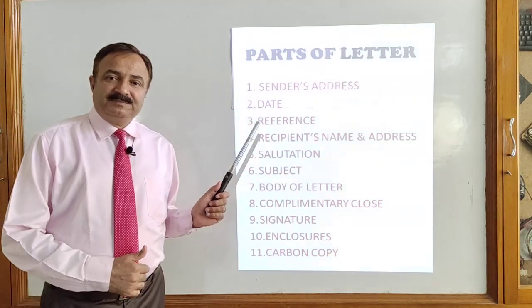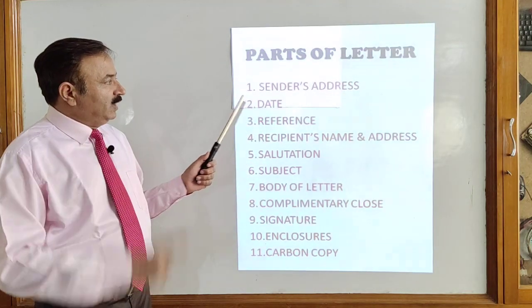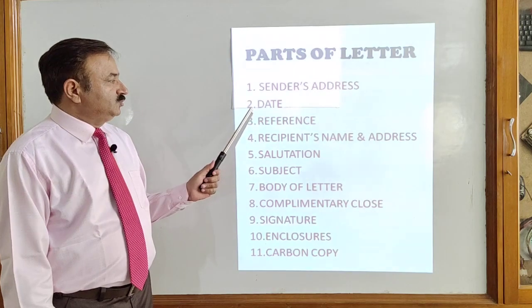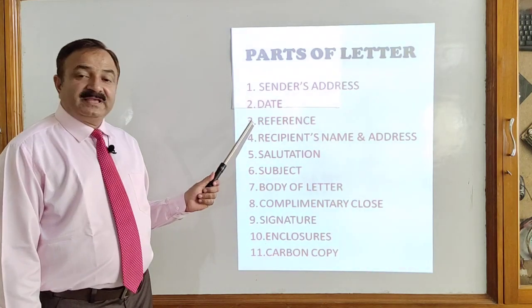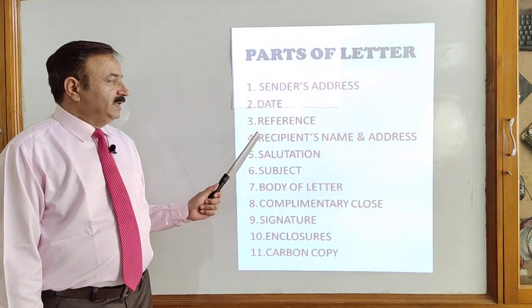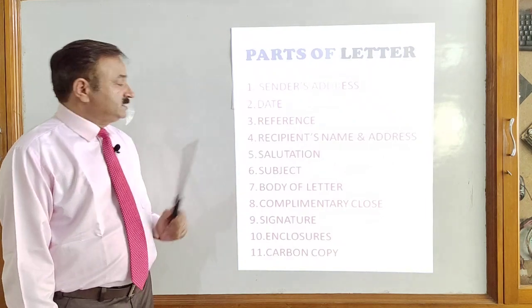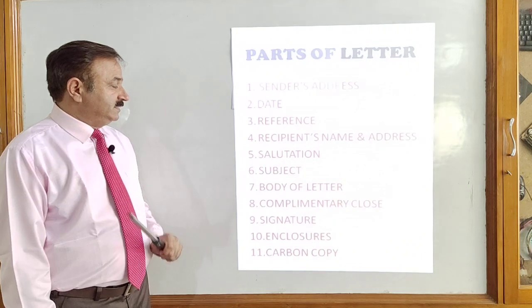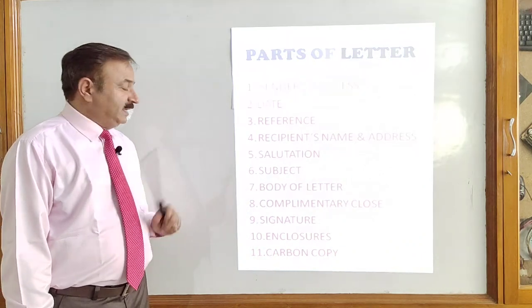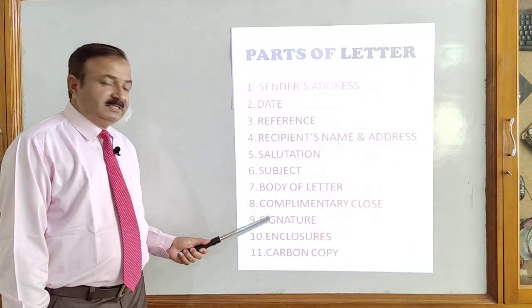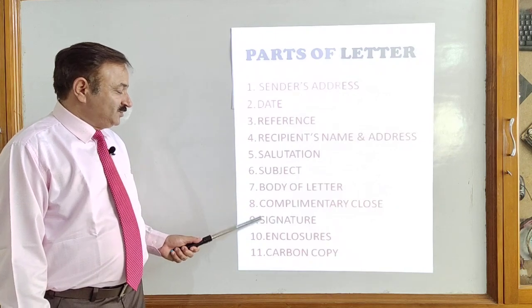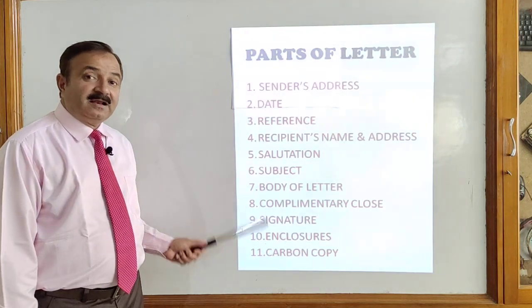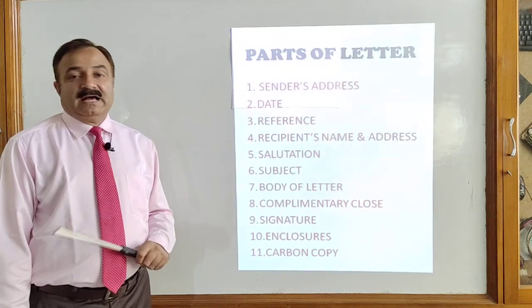There are a total of 11 parts which you have to remember. Number 1, sender's address. Number 2, date. Number 3, reference. Number 4, recipient's name and address. Number 5, salutation. Number 6, subject. Number 7, body of letter. Number 8, complimentary clause. Number 9, signature. Number 10, enclosures. And number 11, carbon copy.